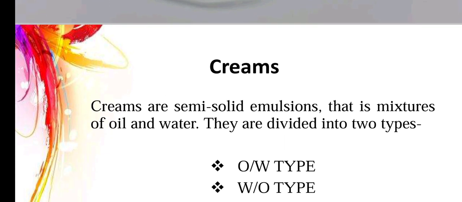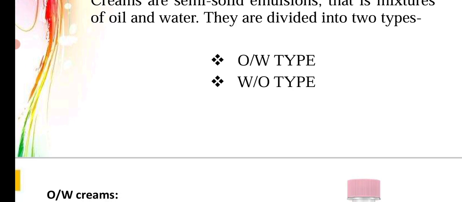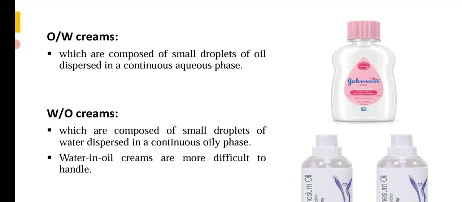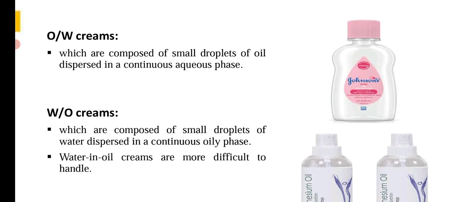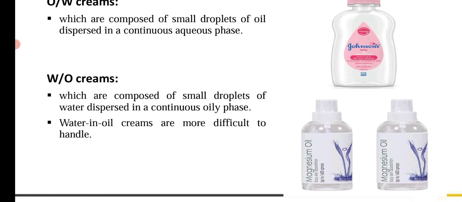Next is semi-solid dosage form, under which creams come. Creams are semi-solid emulsions, that is, a mixture of oil and water. They are divided into two types: oil in water type and water in oil type. Oil in water creams are composed of small droplets of oil dispersed in a continuous aqueous phase. And water in oil creams are composed of small droplets of water dispersed in a continuous oily phase. Water in oil creams are more difficult to handle.